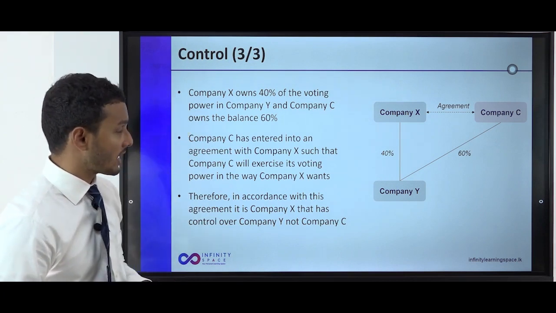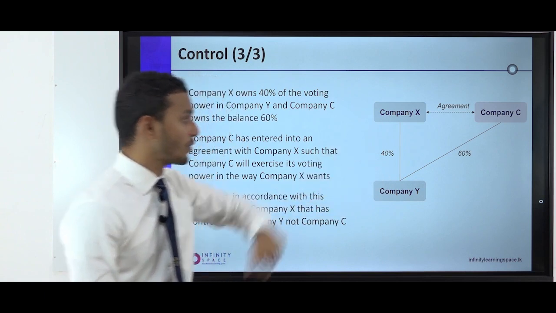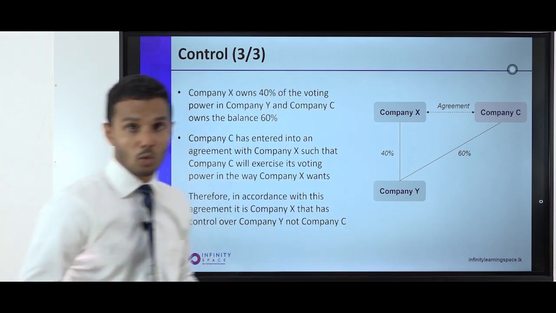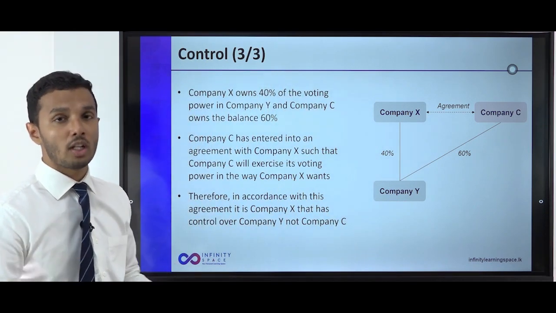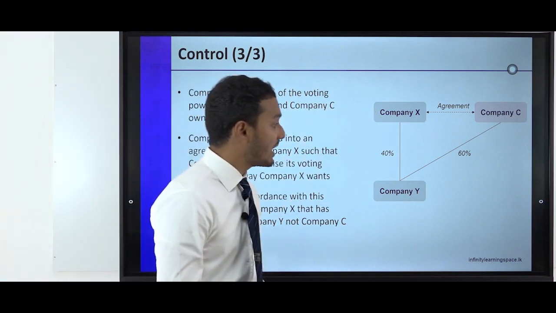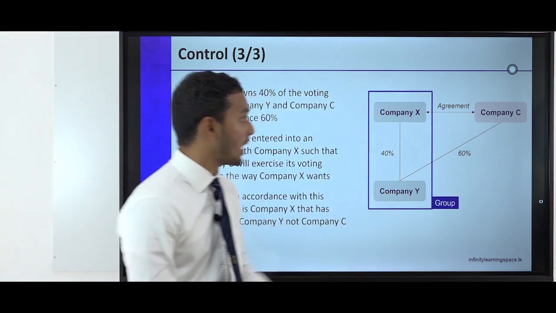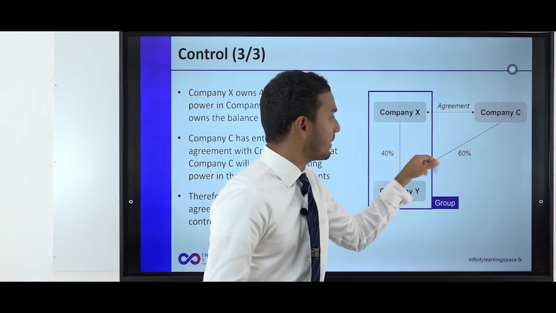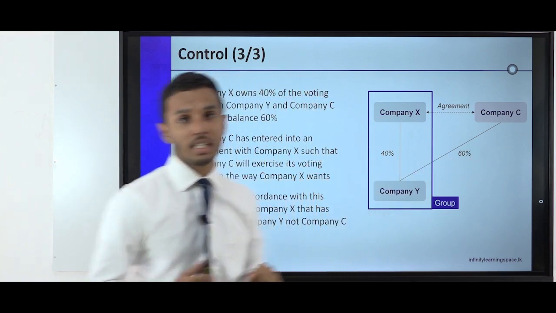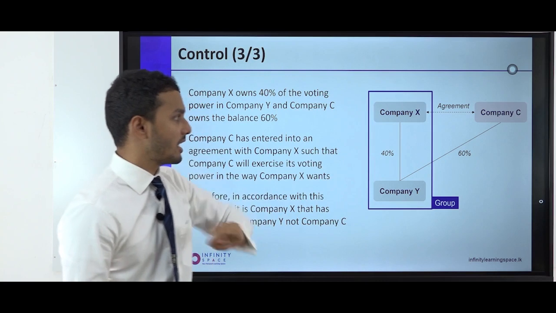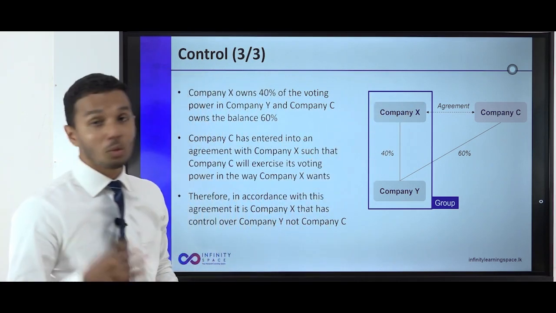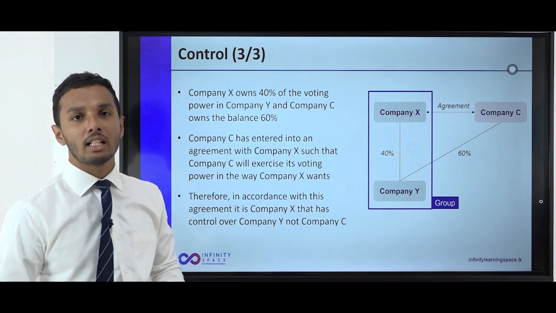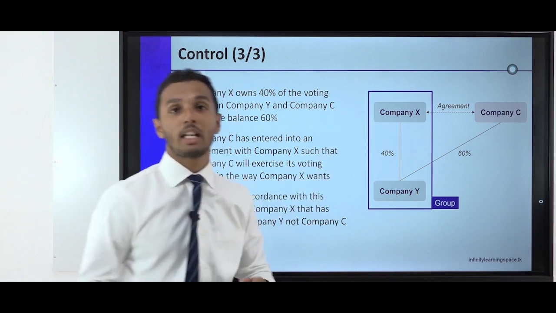Okay, so in that situation, even though company X only directly has 40%, because he can also decide on how this 60% will be used when it comes to a shareholder meeting or when it comes to appointing directors, company X will have control over company Y. He on his own has 40, but this agreement gives him the 60% from company C as well, creating a parent subsidiary relationship and a group. Now you might ask, why would company C give that to company X? Why would company C agree to use the voting power the way company X wants?